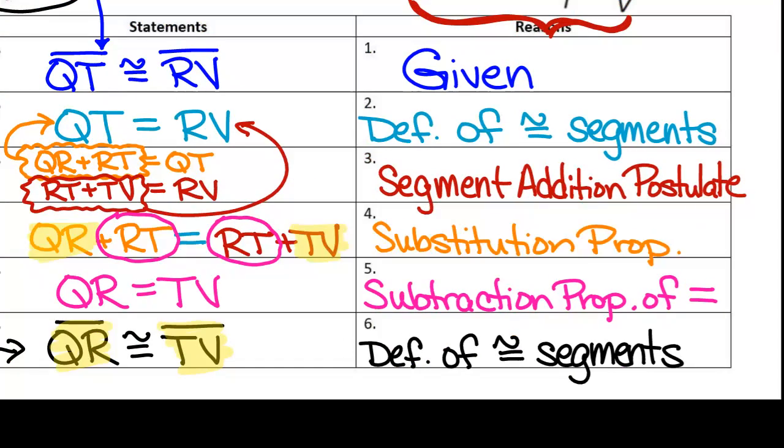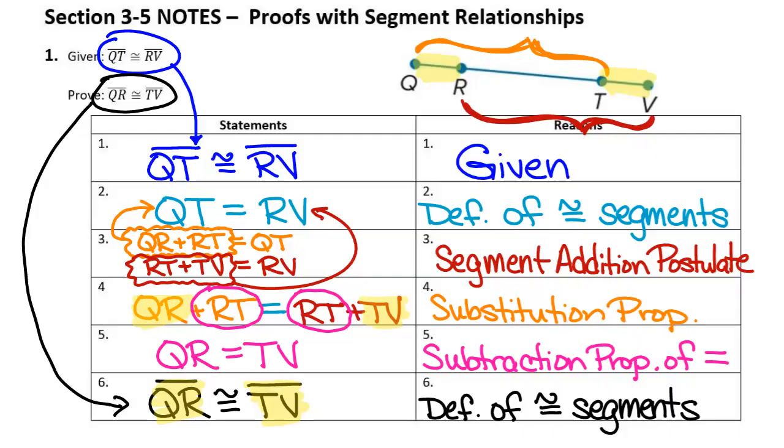We already used definition of congruent segments once in this proof, didn't we? We can use the same reason more than one time in a proof. We can use it as many times as we want if it makes sense. Up here, we knew they were congruent, and we used definition of congruent segments to say that means they have the same length. Here, we knew they had the same length, and we used definition of congruent segments to say that means they are congruent. All right, let's go do number 2 now.